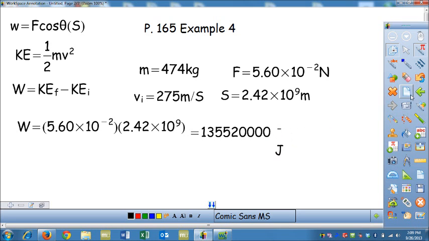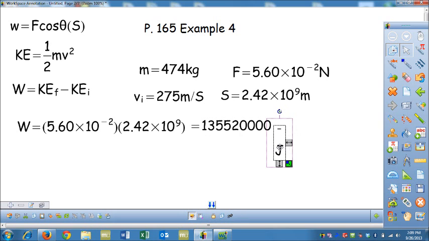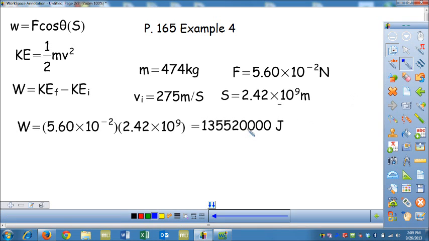So you can see that it was a very small force, but it was for a very long period of time, and so you actually ended up with quite a lot of energy.